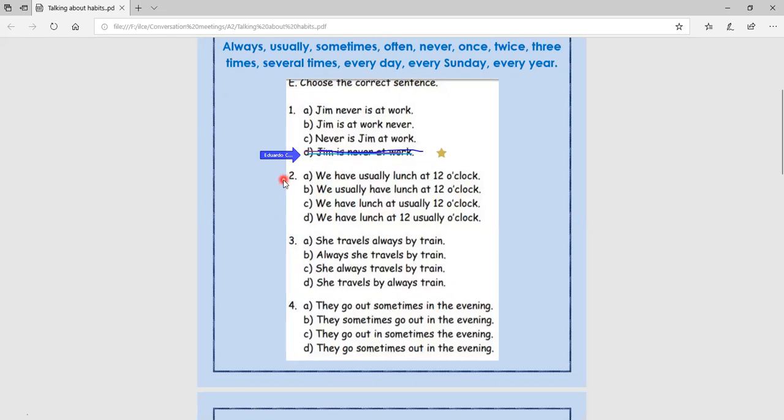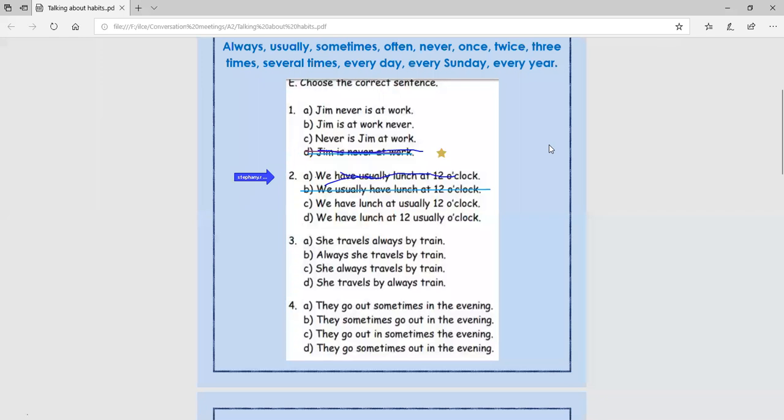Okay, so let's go to number two. Letter A, we have usually lunch at 12 o'clock. B, we usually have lunch at 12 o'clock. C, we have lunch at usually 12 o'clock. Or D, we have lunch at 12 usually o'clock. What is the correct one? Okay, some people say A, some people say B. Okay, we have A or B. Okay, pretty good. Excellent. All right.